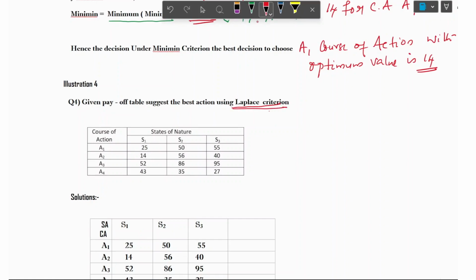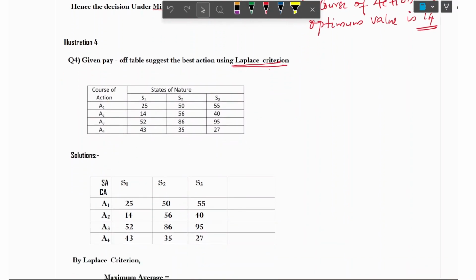Here in this Laplace criterion, what you need to do is first find the average of payoff values of A1, A2 and A3. If you are going to do it column wise, that I'll show you, then you need to create 2 columns, or otherwise 1 column also you can do. Depends upon you. Here it's 1 column, where you are going to do the average.